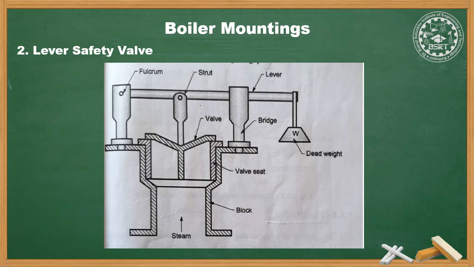This type of lever safety valve is used where high pressure steam is required. The function is again the same as compared to the dead weight safety valve. Only this can be used where high pressure of steam is required.